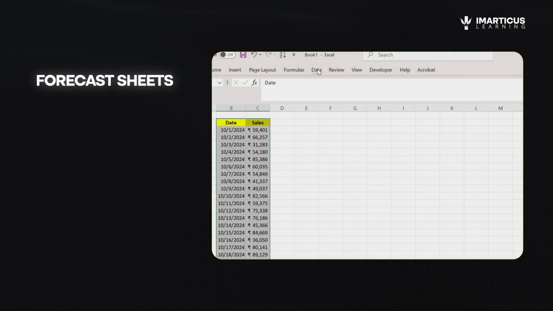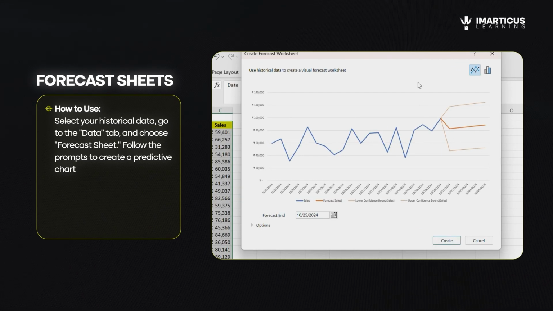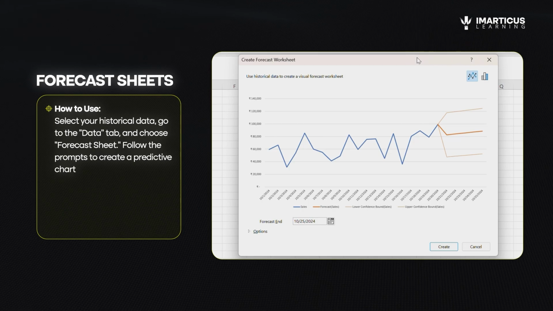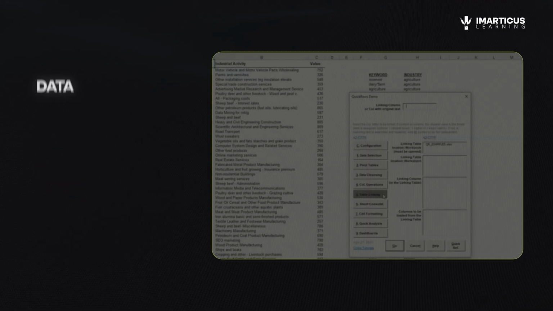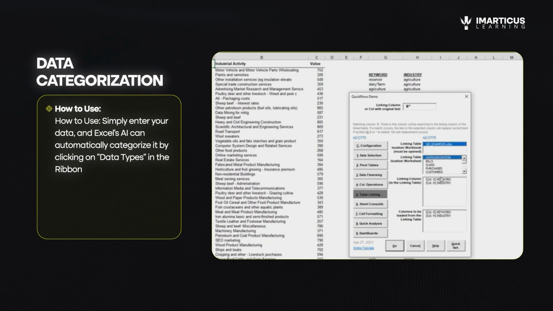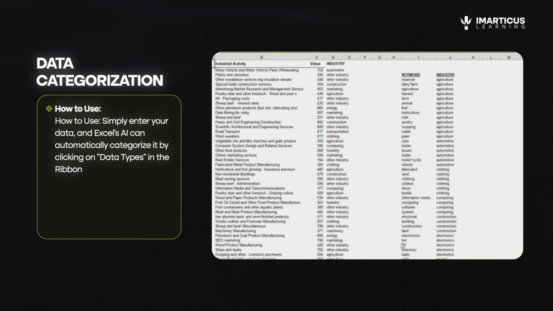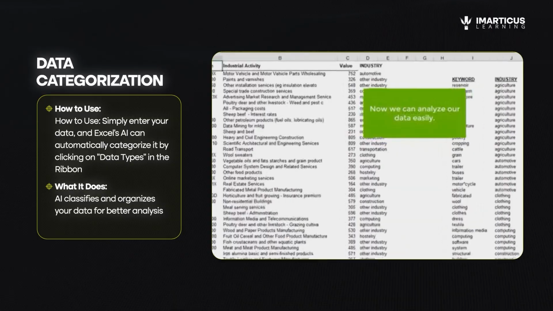Forecast sheets. How to use. Select your historical data. Go to the Data tab and choose Forecast Sheet. Follow the prompts to create a predictive chart. What it does. This feature leverages historical data trends to predict future values. Data categorization. How to use. Simply enter your data and Excel's AI can automatically categorize it by clicking on data types in the ribbon. What it does. AI classifies and organizes your data for better analysis.